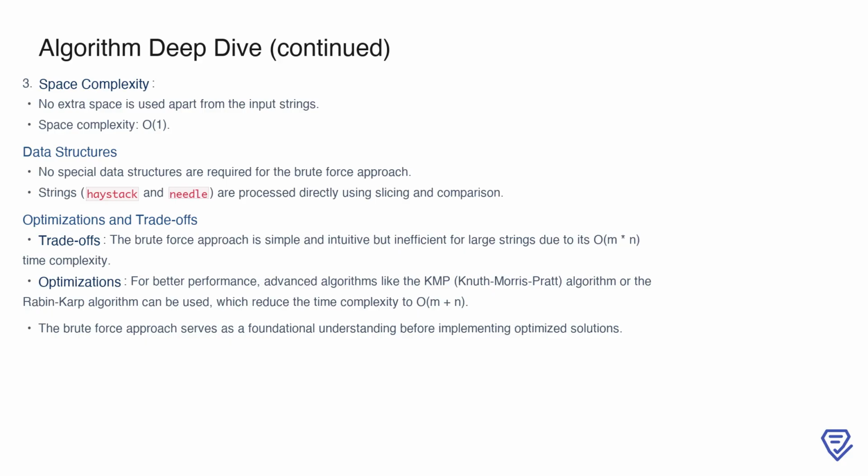To address this limitation, more advanced algorithms like the Knuth-Morris-Pratt (KMP) algorithm or the Rabin-Karp algorithm can significantly optimize performance, reducing the time complexity to O(m+n). Despite its inefficiency, the brute force approach is an excellent starting point for understanding how substring search works conceptually. It forms the foundation upon which optimized solutions can be built, making it a valuable step in the learning process.